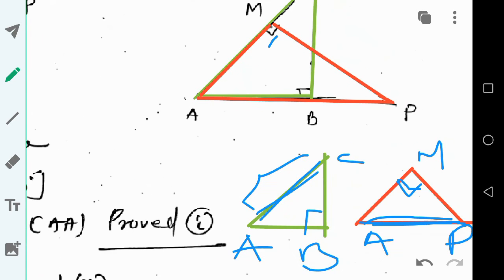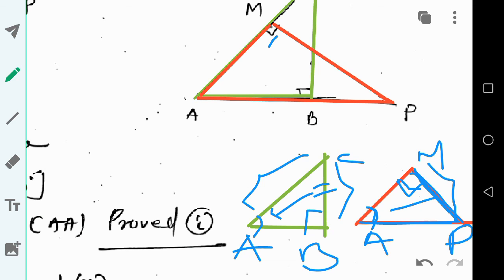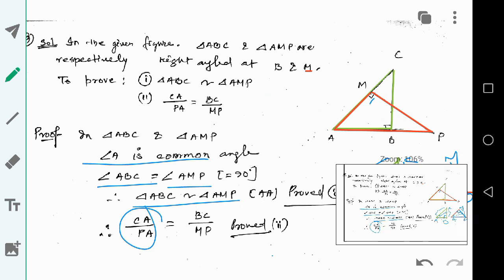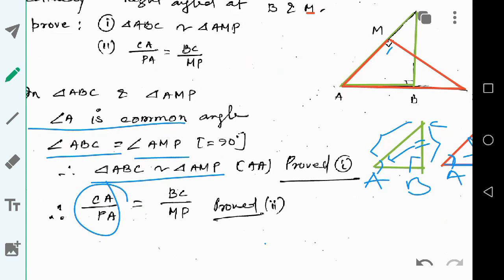Here you see, this is side BC. This side BC is opposite to angle A, and angle A is equal to angle A as it is common. So in this triangle, the side opposite to angle A is MP. So BC and MP are corresponding sides. We know ratios of the corresponding sides are equal if the triangles are similar. So that's why this is also proved.